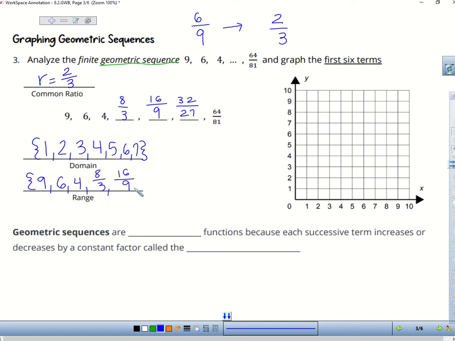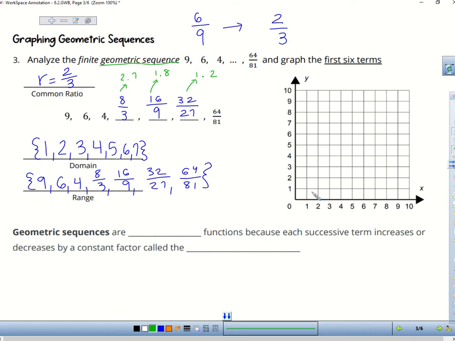And when we go ahead and graph this, we're going to have to get some decimal approximations for those fractions. So I'm going to put these fractions into the calculator. 8 divided by 3 is approximately 2.7. 16 divided by 9 is approximately 1.8. And 32 divided by 27 is approximately 1.2. So those are just decimal approximations I can use to graph it.